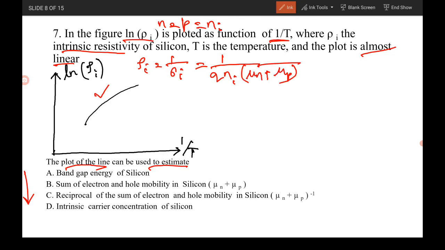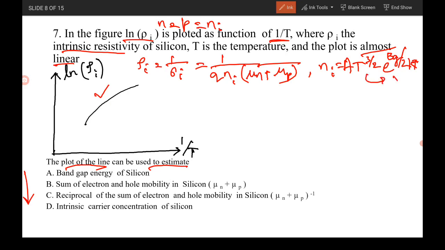Now what is ni here? Ni can be written as A, that is a constant, times the temperature to the power 3 by 2 times exponential to the power minus Eg divided by 2 kT. This is our formula for the intrinsic concentration.